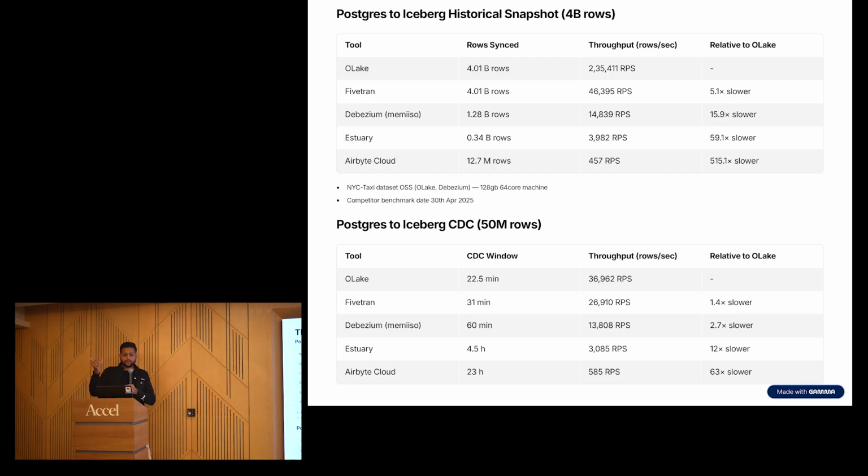Then there was Debezium. There's a really good project by Memizo. He basically used Debezium to get the data from databases and directly dump it into Iceberg. So we compared it against that. We are almost 16 times faster. And then there were a couple of other tools as well. Especially in terms of CDC, we were almost 36,000 to 37,000 RPS. The nearest was Fivetran, which is 27,000. And as you can see the other numbers, right?